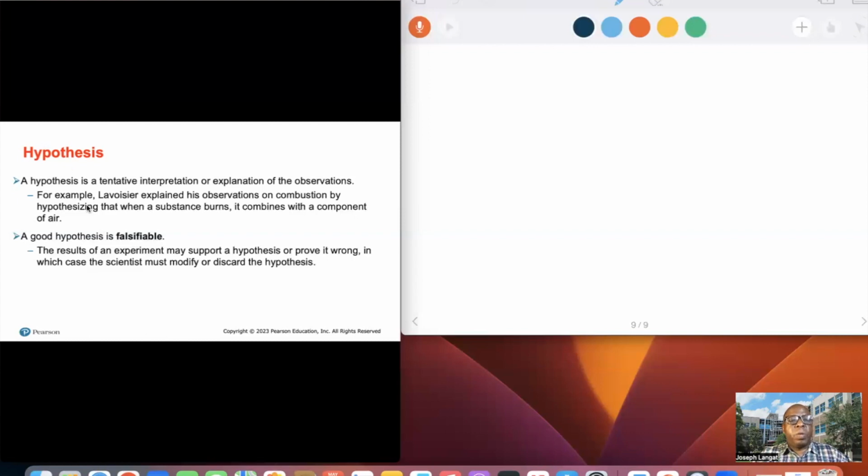One characteristic of a hypothesis is that it's falsifiable. That means the result of an experiment may support a hypothesis or may prove it wrong. It can go either way. Remember what I said, sometimes a hypothesis could be a statement which has not been proven wrong or proven right. That's what's meant by falsifiable.